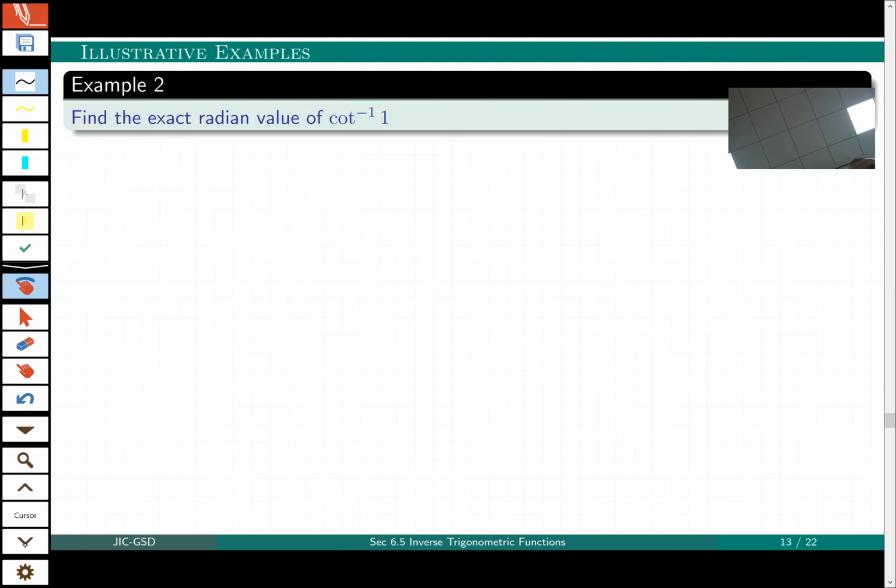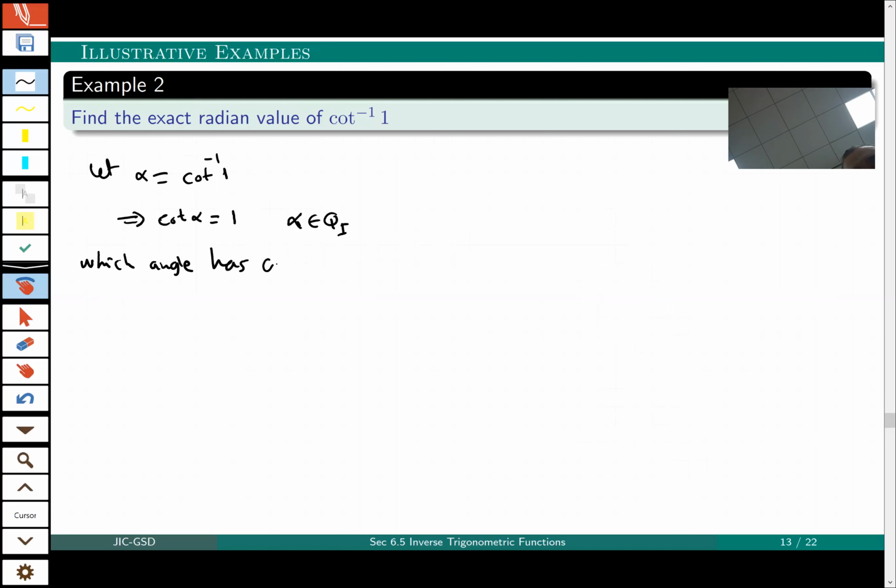Now, repeating the same idea, let alpha be cotangent inverse of 1. That will mean cotangent alpha is equal to 1, and alpha must be in quadrant number 1 because it's positive. So if I say cotangent is 1, it means which angle has cotangent 1?